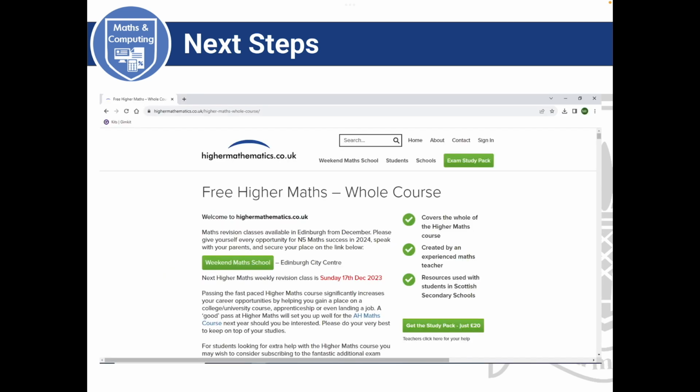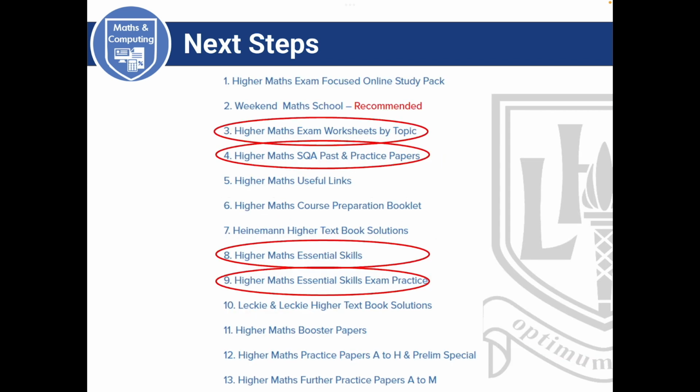I'm just going to show you just now, this is the Free Higher Maths website that you should be familiar with. You're just searching for highermaths.co.uk, or you can just search Free Higher Maths, and this is the first thing that comes up. With just a wee bit of scrolling, you'll get down to this big menu here, okay? And these are the key things to look for.